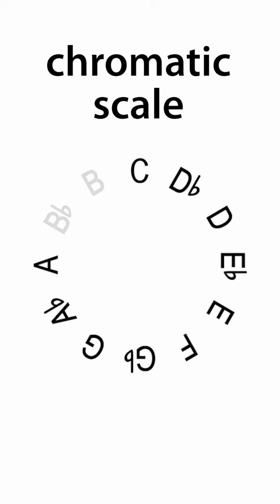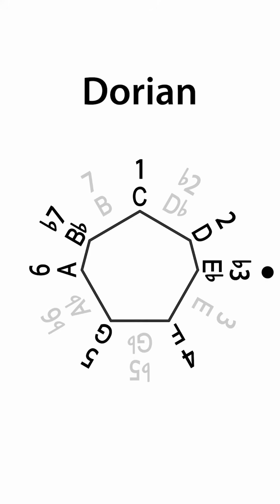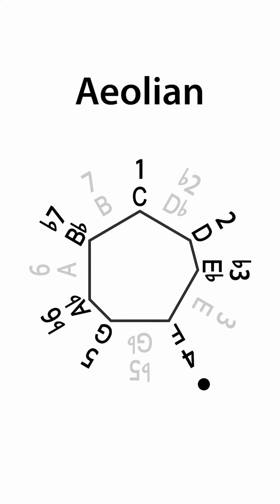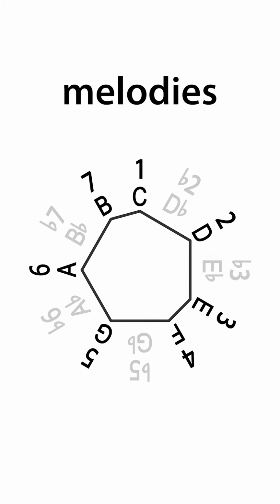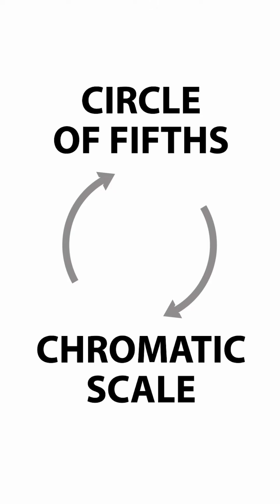The chromatic scale is the pattern you use to pick out and play other scales, like the major scale, and also the various modes, and melodies, and chords. But how do you know which notes to use in these patterns? Which notes sound good together? The circle of fifths is what tells us, because there's a special connection between it and the chromatic scale.